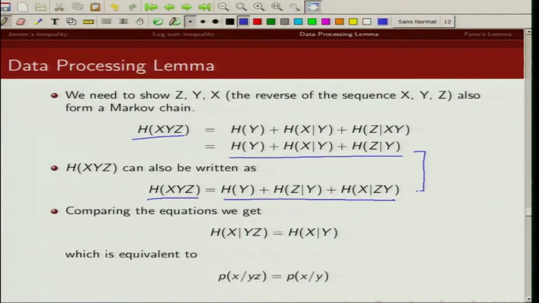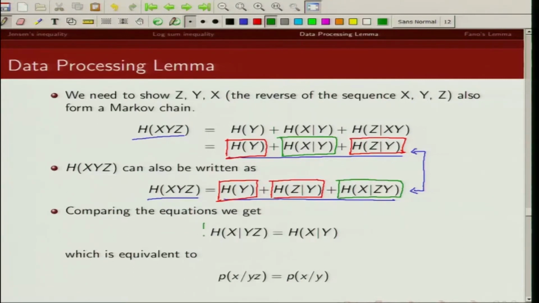Now let us compare. This is the joint entropy of x y z given by this expression, and this is the joint entropy given by this expression. So let us compare these two equations. There is a common term h of y, it is here, it is here. Then I have a common term h of z given y, here and here. So if these two are the same, what do I get? I get the condition that this term must be equal to this.